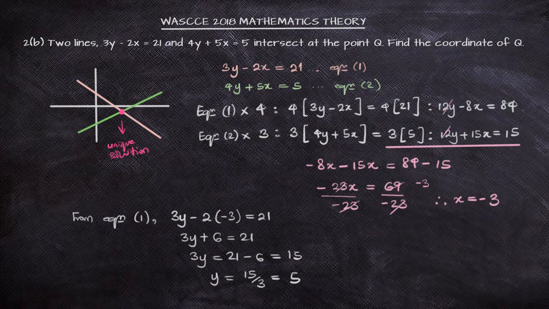So solving for x and y has given us the coordinates of the point Q where the two lines intersect, and that coordinate is minus 3, 5. Alright.